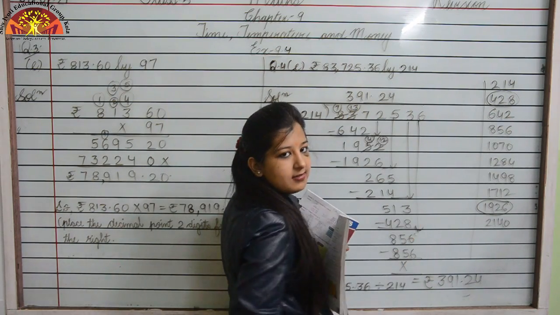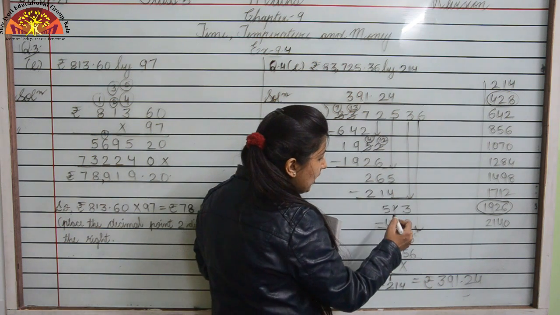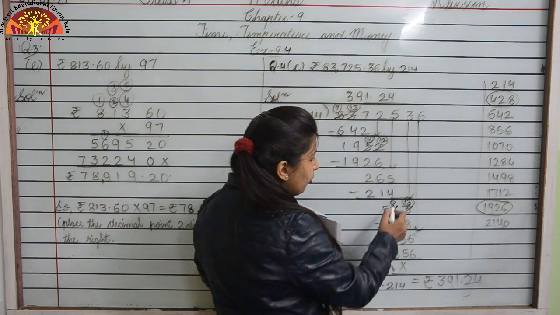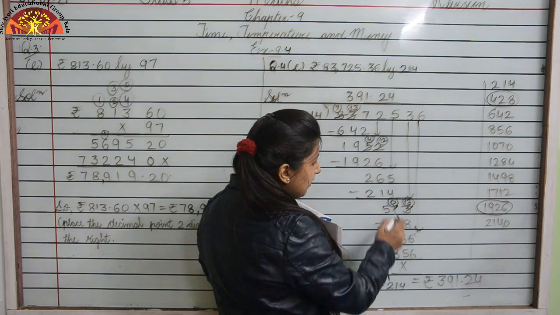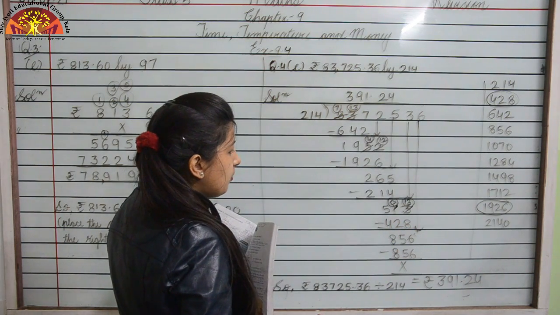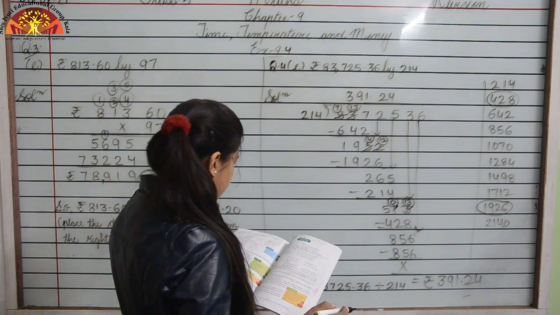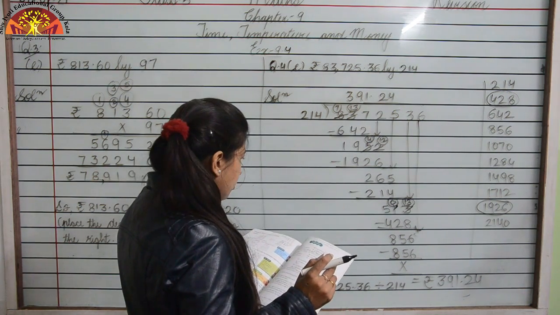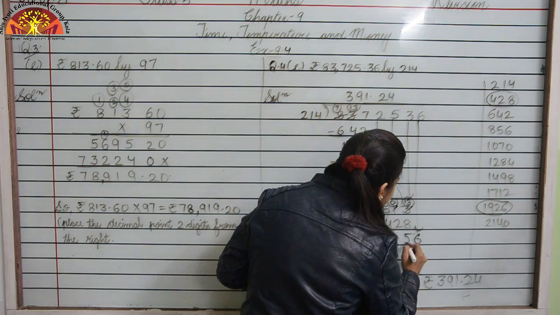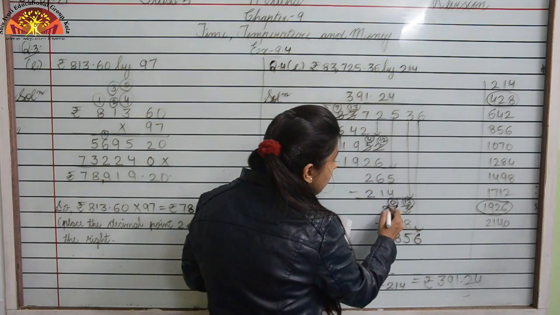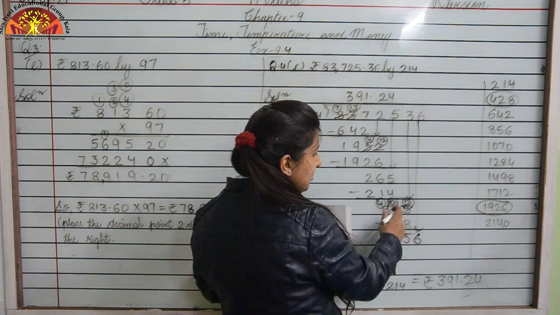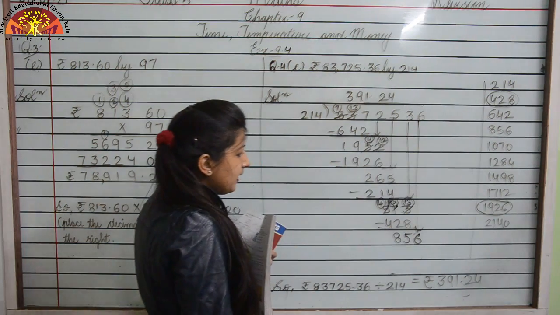So 3 minus 8 is not possible. So we will borrow 1 from it. So 3 becomes 13 and 1 becomes 0. Now 13 minus 8 equals 5. 0 minus 2 is not possible. So we will borrow 1 from it. So 5 becomes 4 and 0 becomes 10. Then 10 minus 2 equals 8.